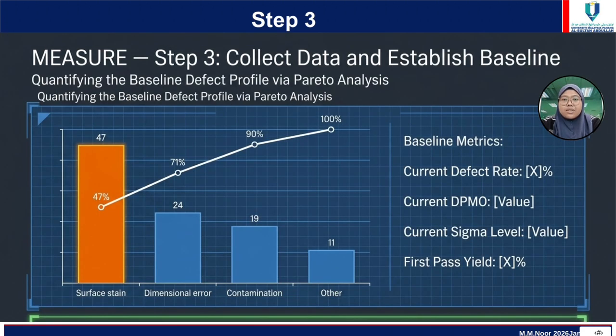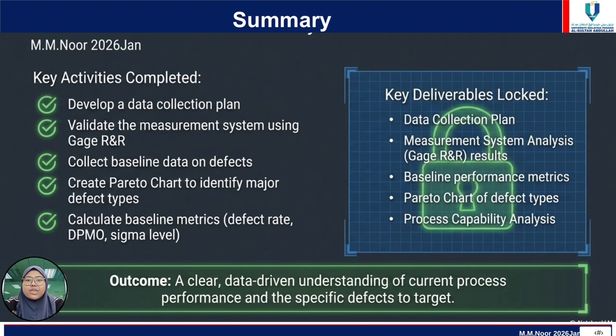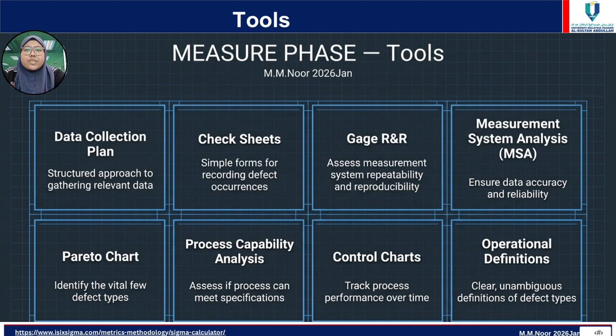After collecting data, the team calculates the current performance level. This baseline helps measure the effectiveness of future improvements. The Measure phase provides a clear understanding of the current situation and creates a foundation for analysis. Common tools used in this phase include data collection sheets, process mapping, and Sigma level calculations.